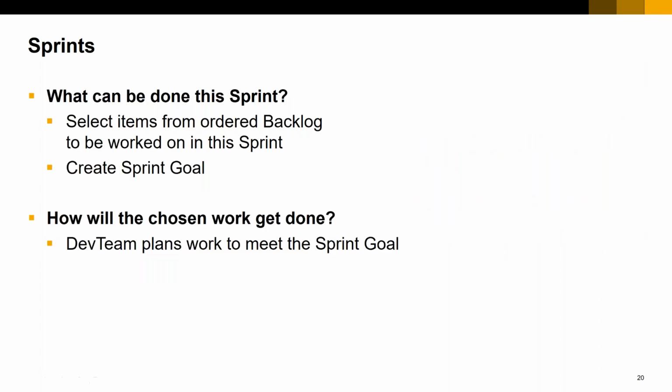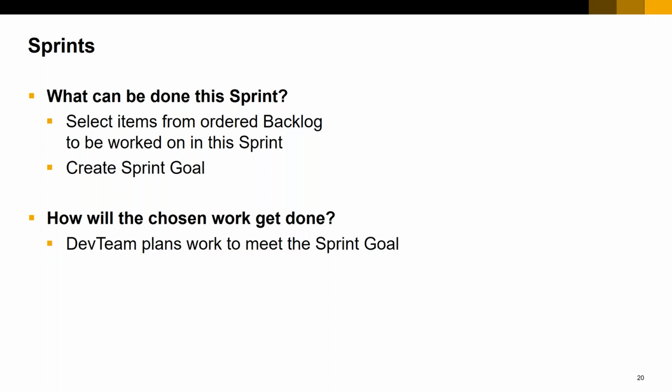Okay, so once you define the release timeline, and then accordingly your sprint length, now you will also decide, for example, what can be done within the sprint. So basically, you will start to pull the items from your ordered backlog, and then you will work together with the team to see how the work can be achieved within that sprint, which is typically the sprint planning meeting that happens.